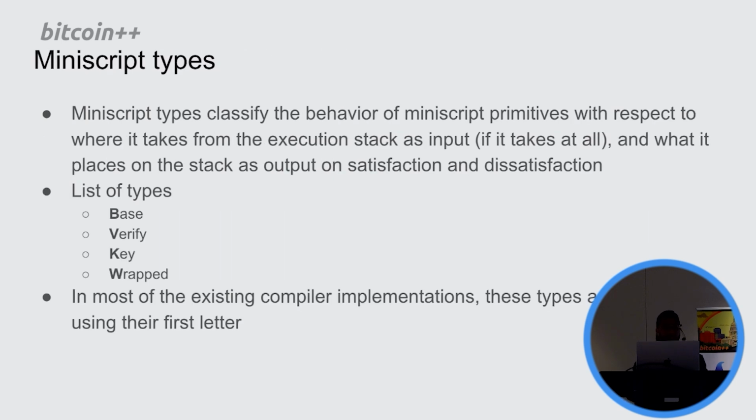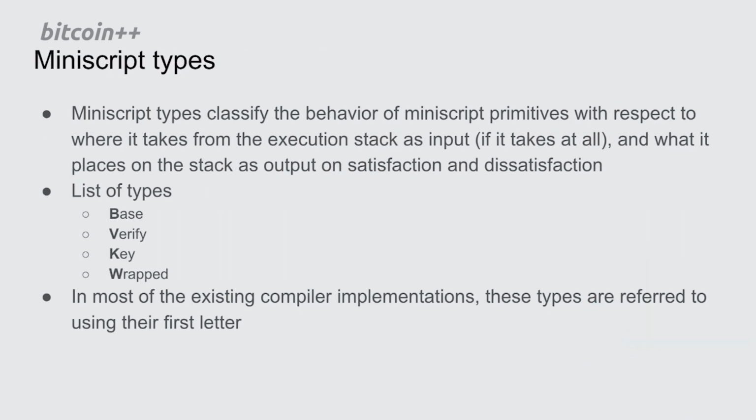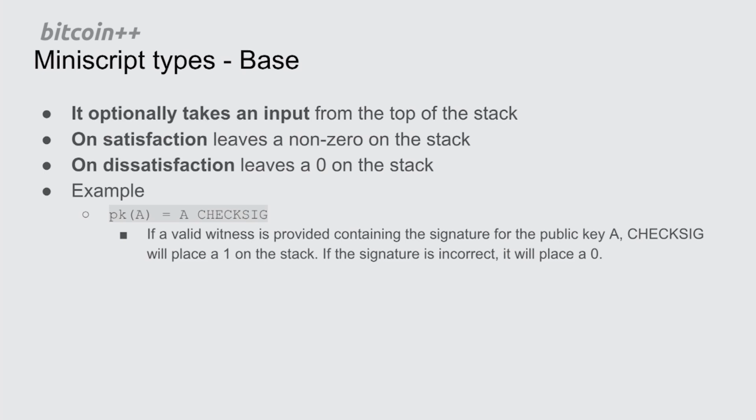Some Miniscript types, the types that are defined in that spec page, are B, V, K, W, and they classify the behavior of Miniscript primitives with respect to what it takes from the execution stack as input, if it takes anything at all, and what it places on the stack as output on satisfaction and dissatisfaction. So the list of types are base, verify, key, and wrapped, as you might have seen in Rob's talk if you were here. In most of the existing compiler implementations, these types are referred to using their first letter. So you'll see B, V, K, W. And I can go over what each of these types do.